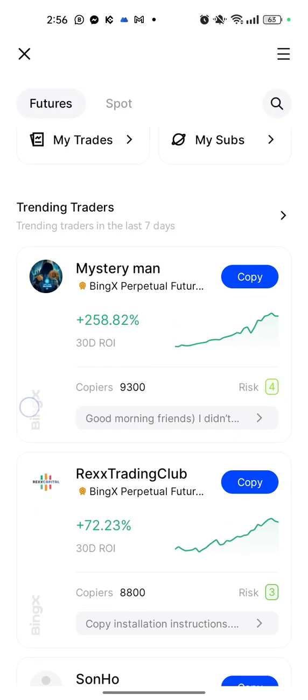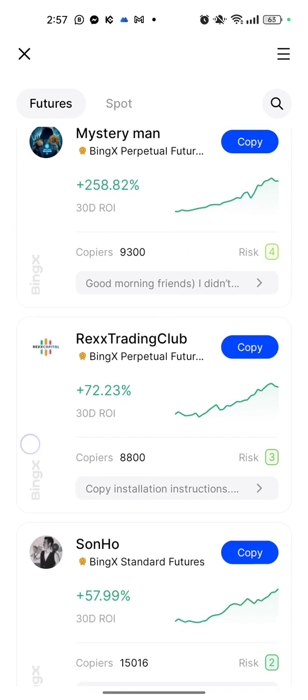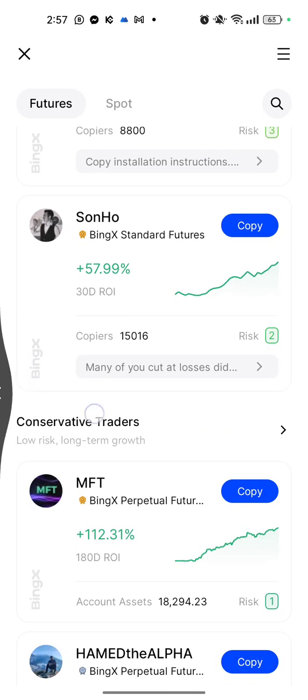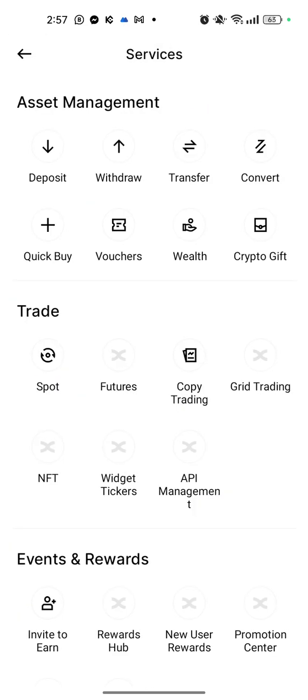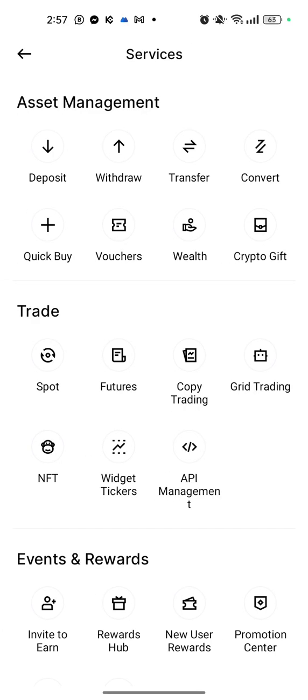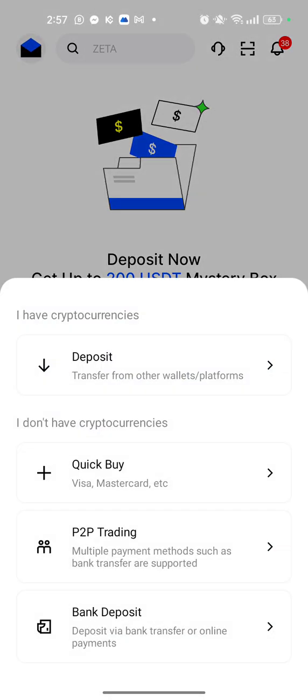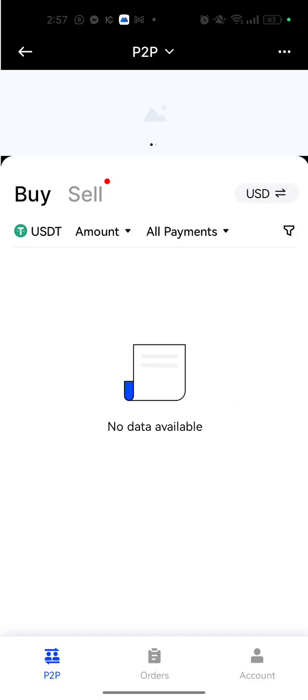Click on copy trading. These are successful cases. If I want to copy and earn money, then we select any of them and can copy them. Okay, and click on more: deposit, withdraw, transfer, convert. If you want to deposit, then USDT, BTC, whichever you want to deposit, you deposit in it. There is, I think, P2P trading also.